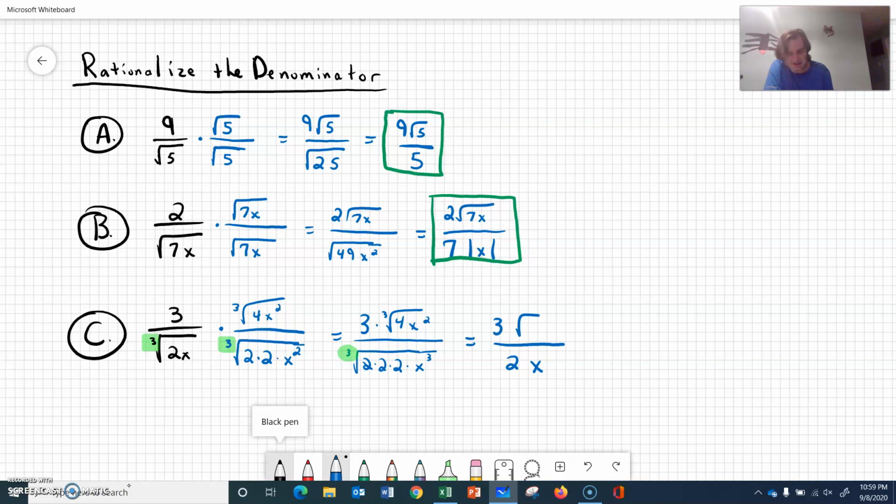So once again, that 4 and that x squared on top is under a root, so it doesn't work with the 2x on the bottom, so you can't cancel anything out there. So my final answer, 3 times the cube root of 4x squared all over 2x. Thank you.